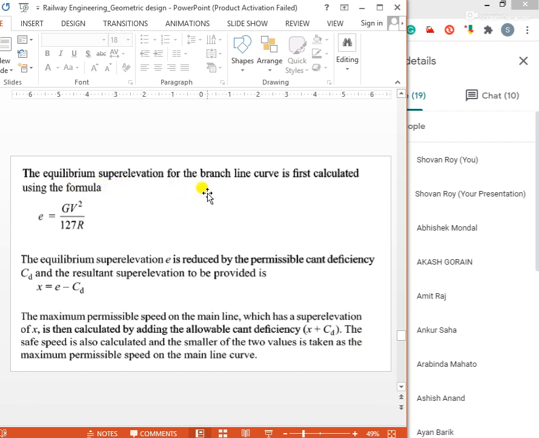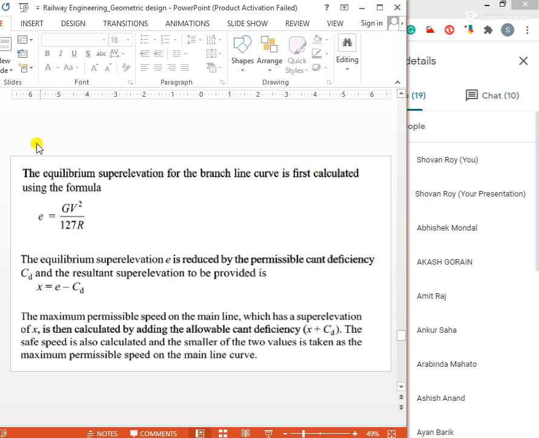First, the equilibrium super elevation for the branch line curve is calculated, and this is the formula. Equilibrium speed, or average speed, is the speed actually maintained on the track, and for that equilibrium speed we can calculate the equilibrium super elevation. Equilibrium speed is the balance speed, no harm for the train as well as the track.